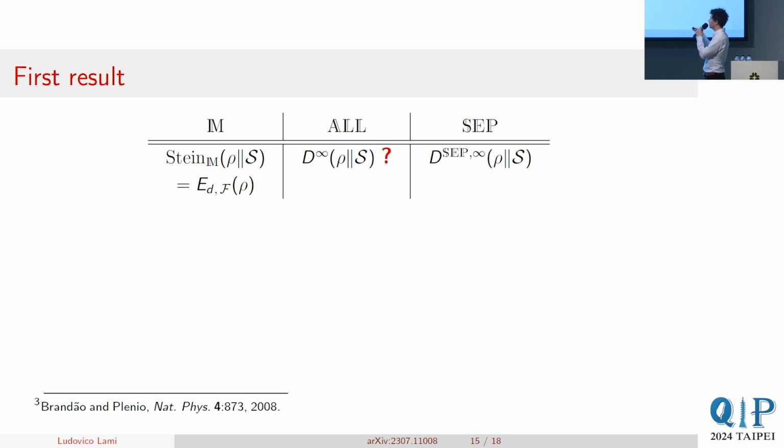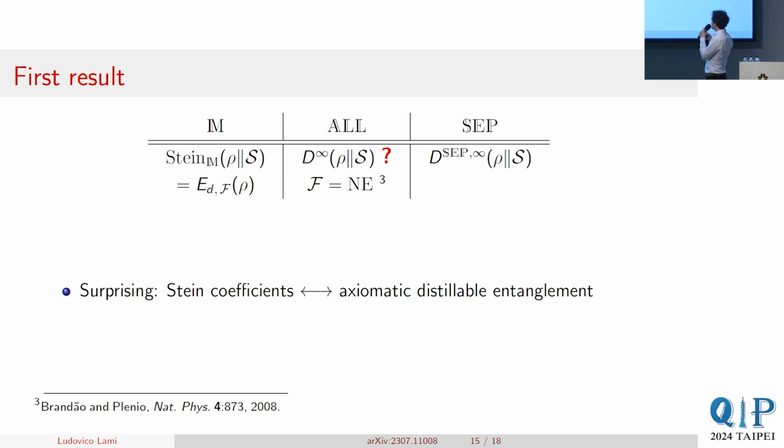I claim that these Stein exponents are equal to distillable entanglements, I guess under different sets of free operations. The first was proven by Brandao and Plenio. This is not affected by the issue: the distillable entanglement under non-entangling operations is actually equal to the Stein exponent when you take all measurements. We don't know how to compute it, but it's nevertheless equal to that one. So if we could solve the GQSL, you could also prove that this is equal to the regularized relative entropy of entanglement. And now our main result.